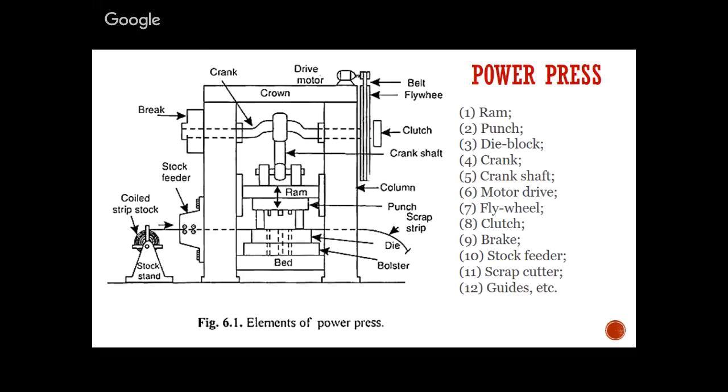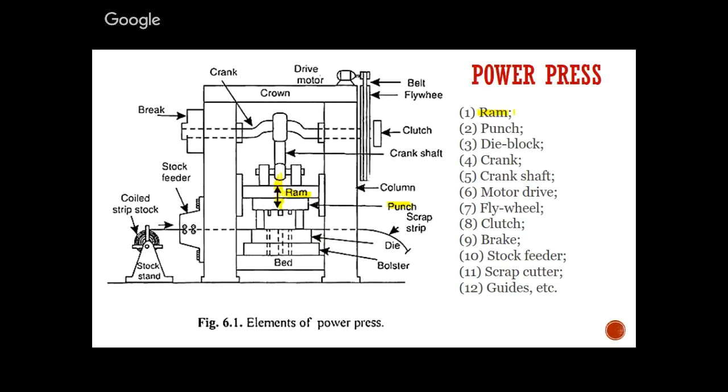If you consider the different components and their working conditions, the first part is the ram. This ram is a part that has a punch fitted at its bottom and moves up and down. So it gives an upward or downward direction of motion. The next one is the punch.